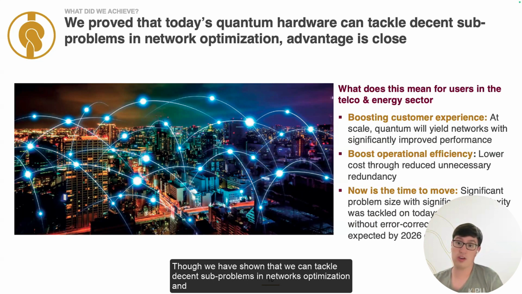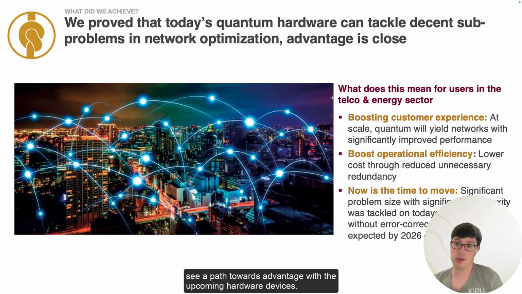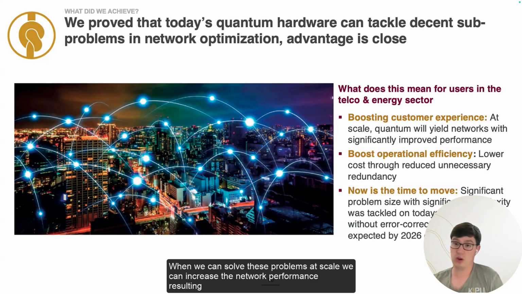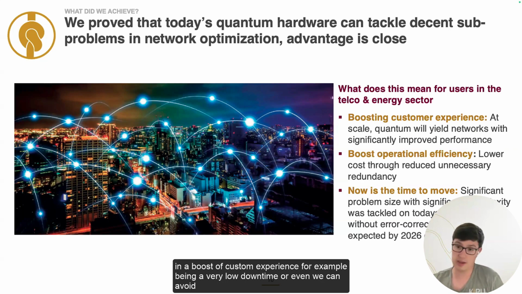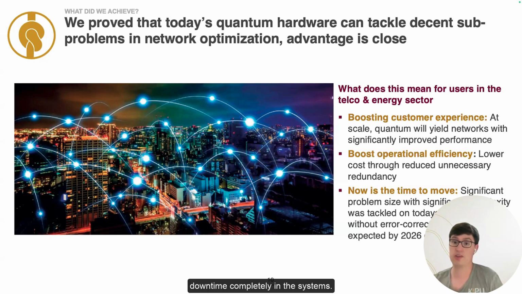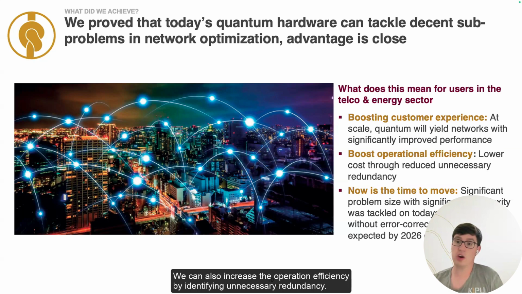What does this now mean for the telco and energy sector? So we have shown that we can tackle decent sub-problems in network optimization and see a path towards advantage with the upcoming hardware devices. When we can solve these problems at scale, we can improve the network performance, resulting in a boost of customer experience, for example, a very low downtime, or even we can avoid downtime completely in these systems. We can also increase the operational efficiency by identifying unnecessary redundancy.